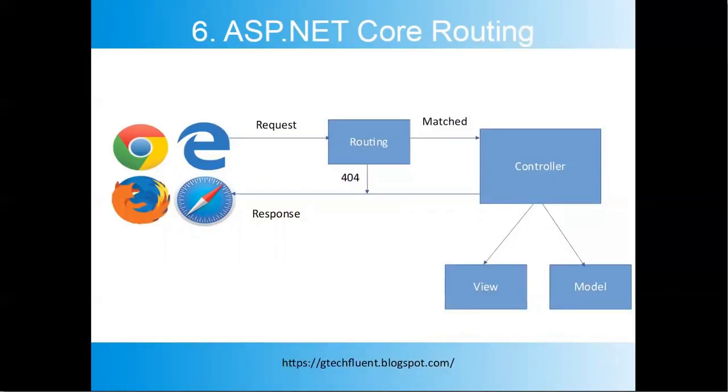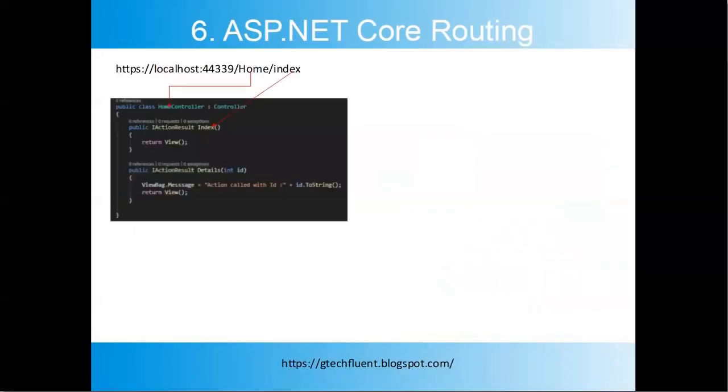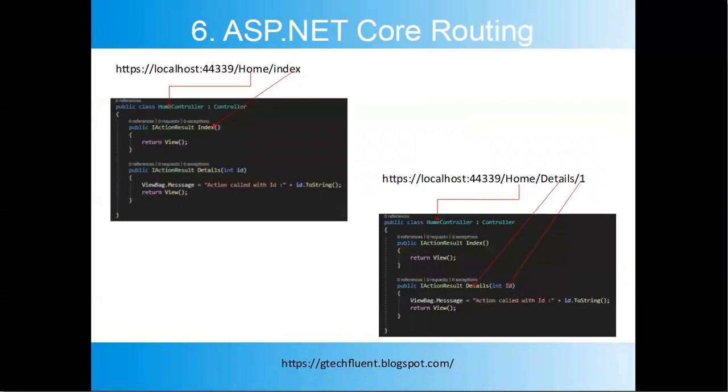For example, when a request is issued to home/index, this URL is mapped to the index action method in the home controller class. Similarly, when a request is issued to home/details/1, this URL is mapped to the details action method in the home controller class, and the value 1 in the URL is automatically mapped to the id parameter of the details action. So now let's check how to configure the routes.